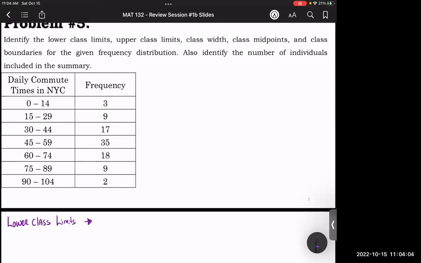That's right. It's basically all the first numbers that you see in each class, right? So it's going to be 0, 15, 30, 45, 60, 75, and 90. That's all your lower class limits. Well, if those are our lower class limits, what is the upper class limit?